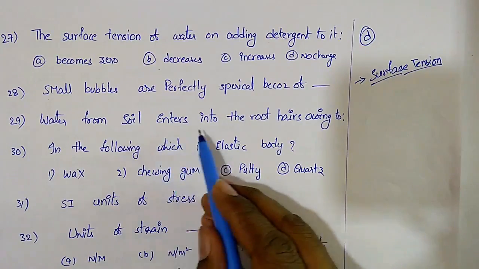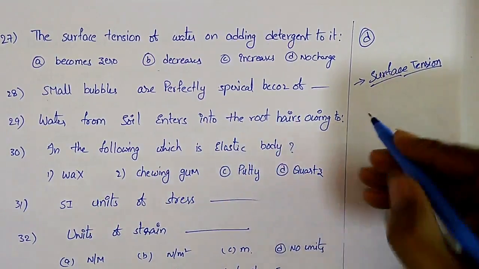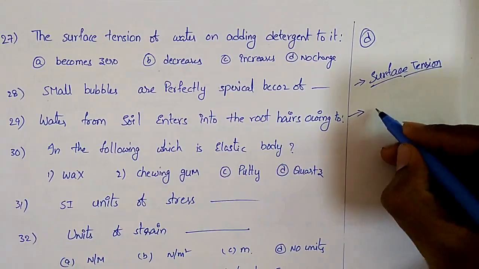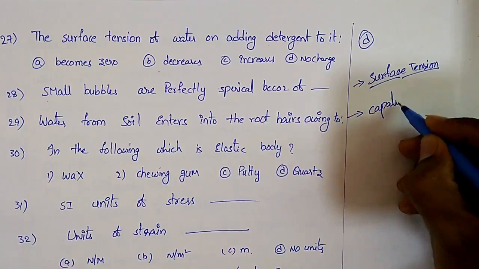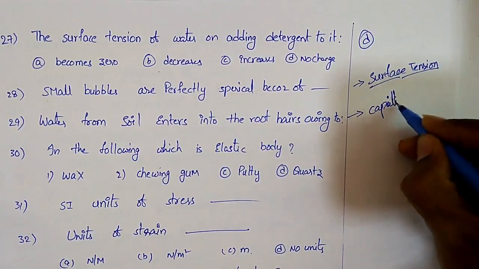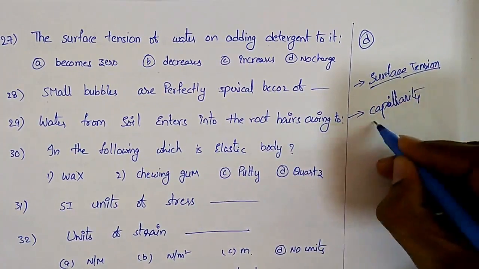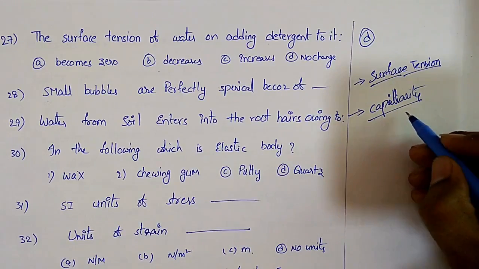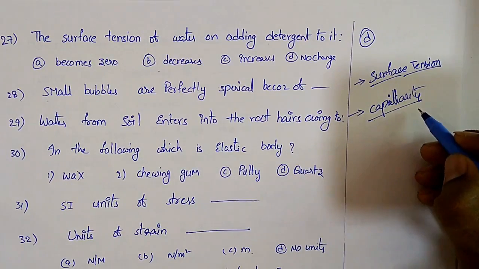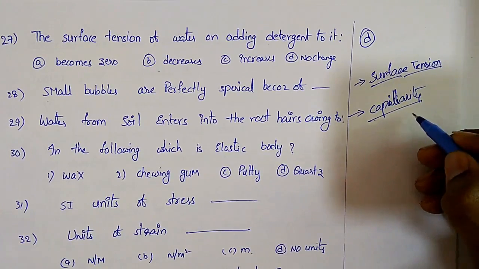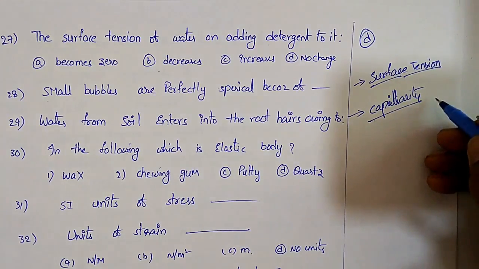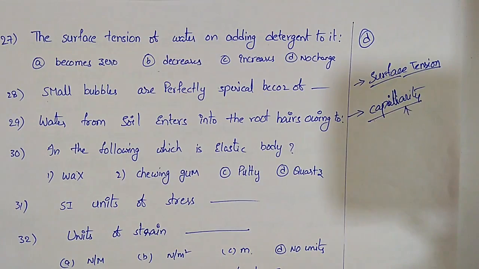And water from soil enters into the root hairs owing to, I already discussed, the concept of capillarity. Due to this capillarity principle, the water from soil enters into the roots of hair. That means plants extract the water from soil due to this capillarity principle.